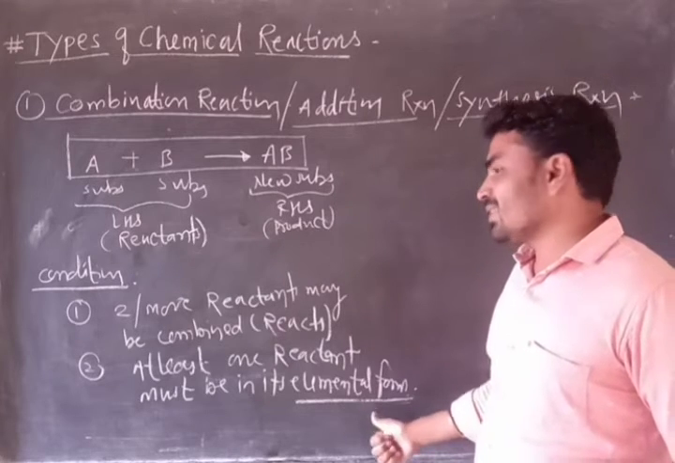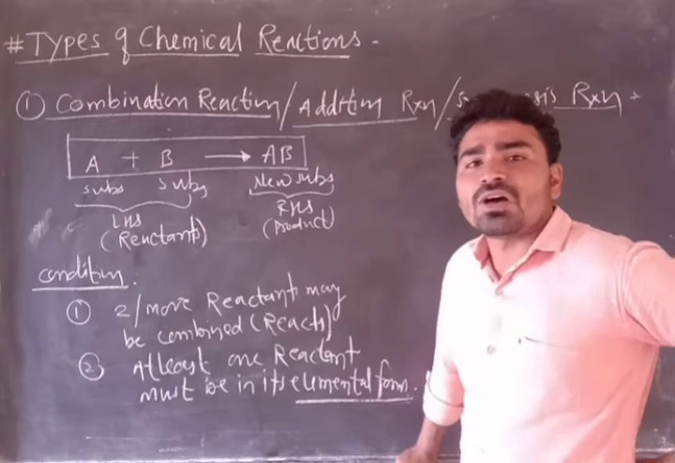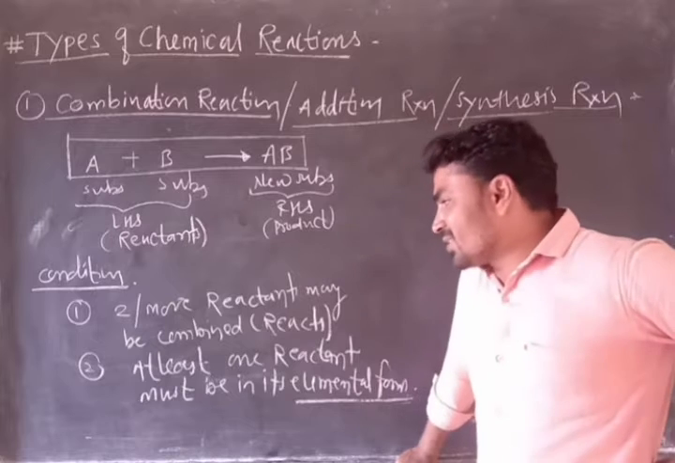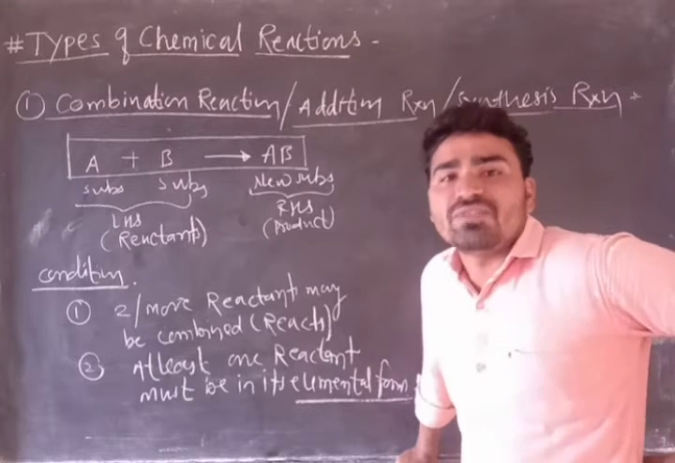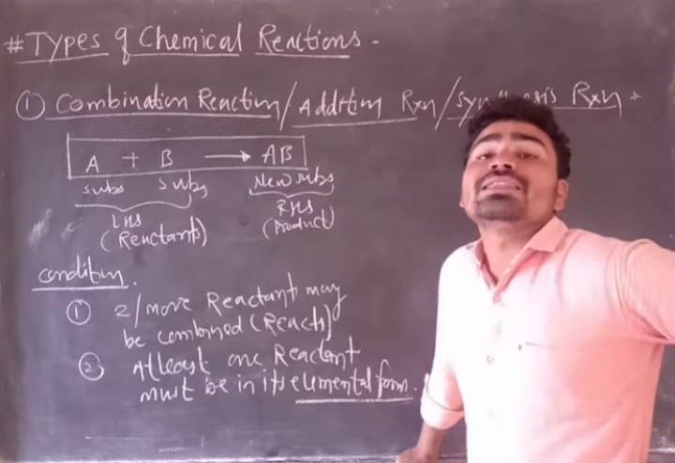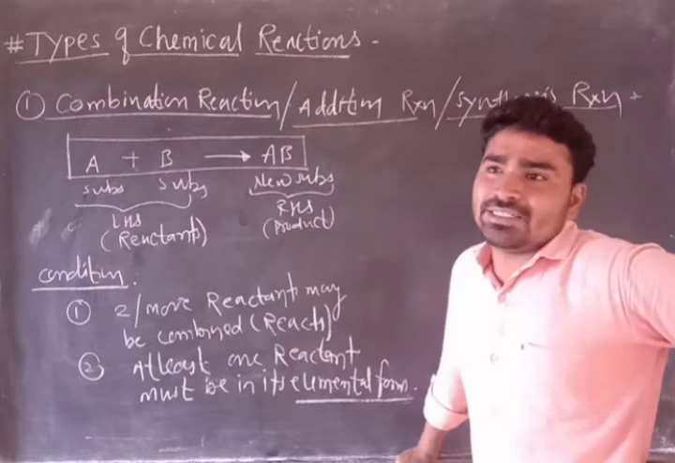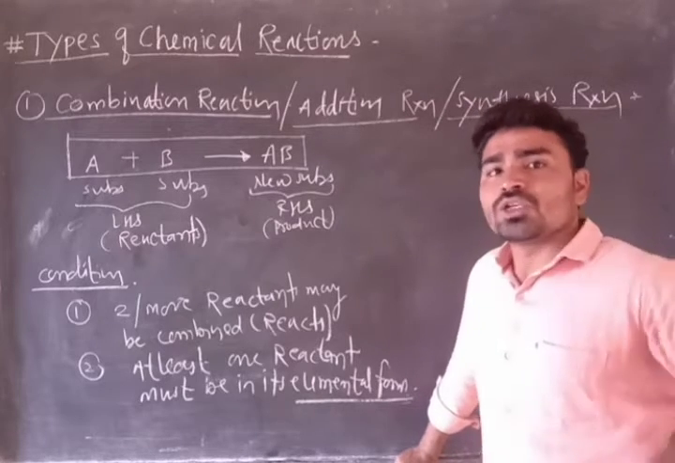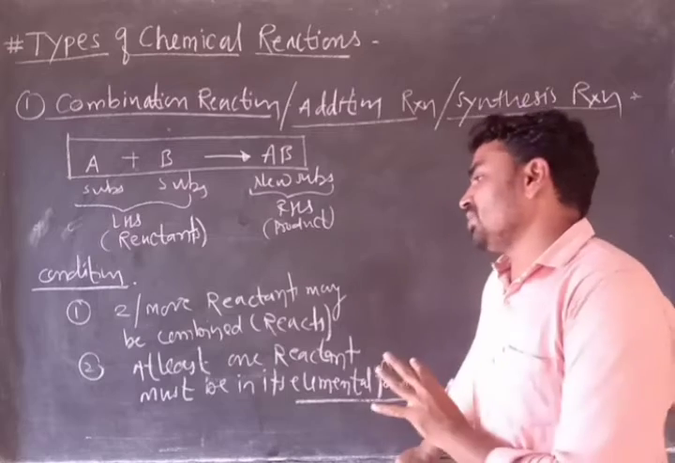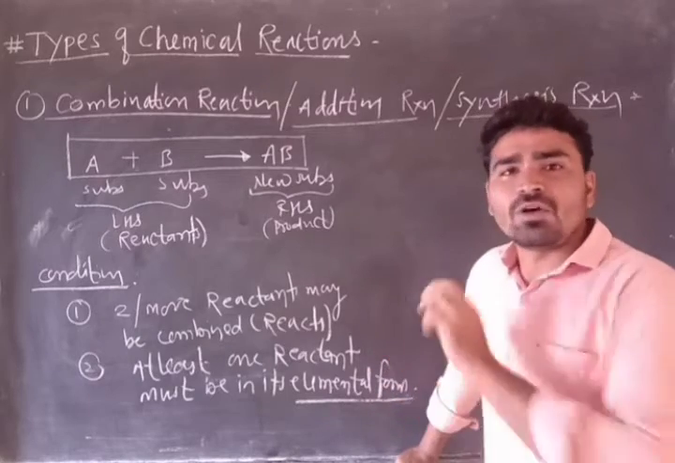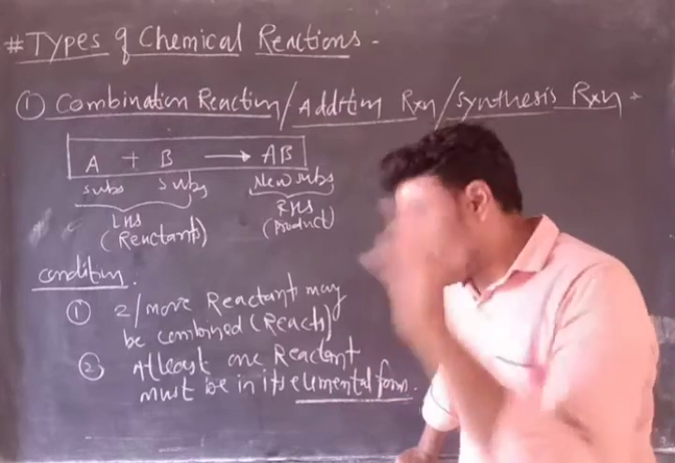So here we are discussing the elemental form of elemental substances. That means it should be in the free state, in the uncombined state. That is called elemental form. So at least one reactant must be in this pure elemental form.